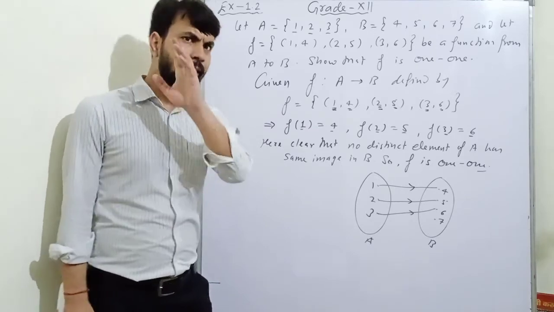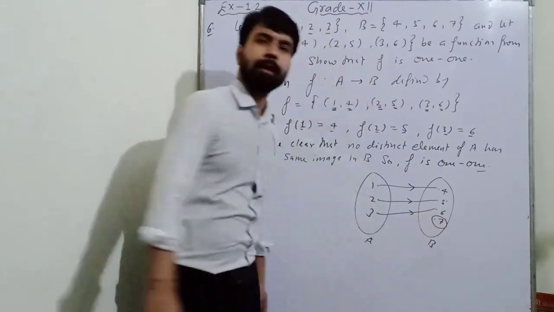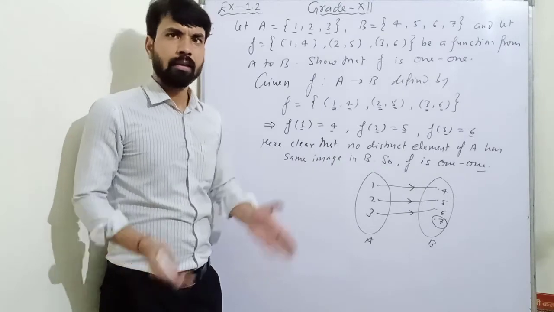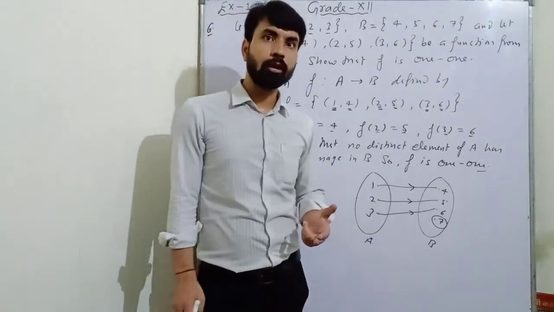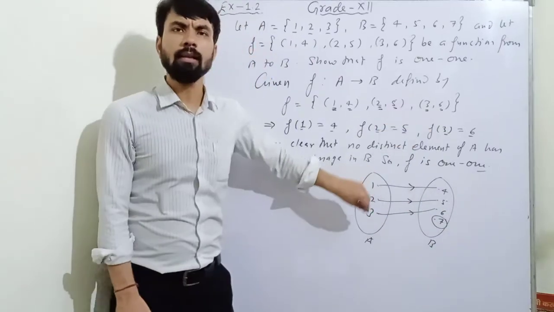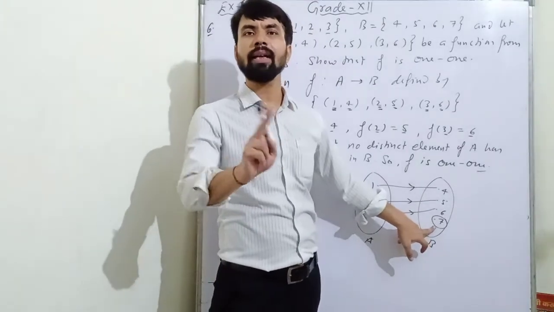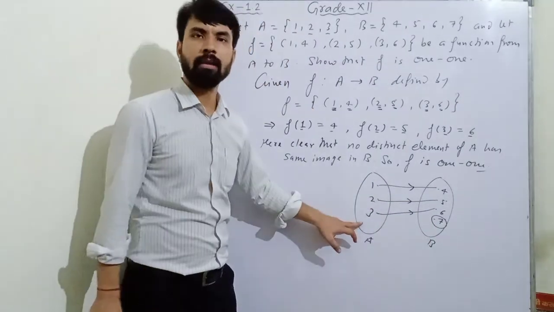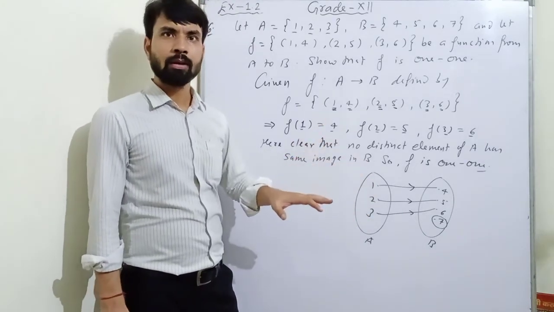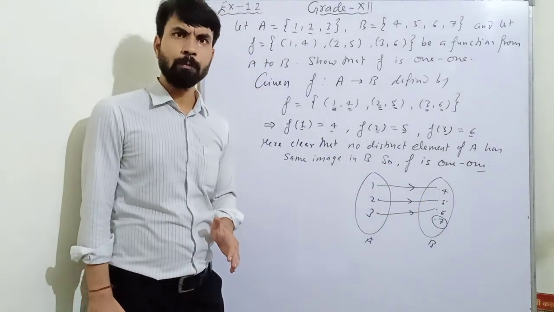Yes, you are thinking correctly. Here 7 is the element which is not occupied. 7 is not related to A. 7 is not related to A. That means, what is the definition of an onto function? Every element of the codomain has a pre-image in the domain. So here 7 is the element which does not have its pre-image in the domain. That means this function is not onto. Clear? So now you can find out which function is 1-1 and which function is onto.